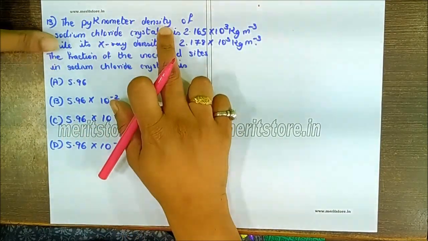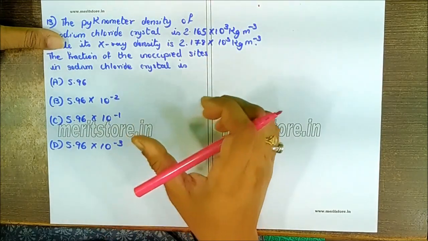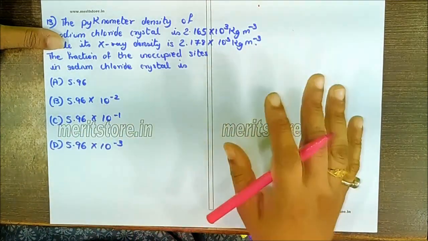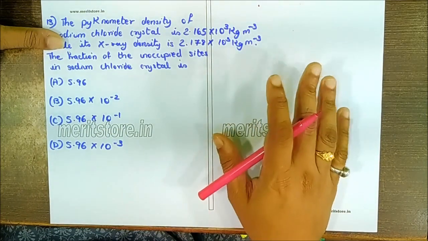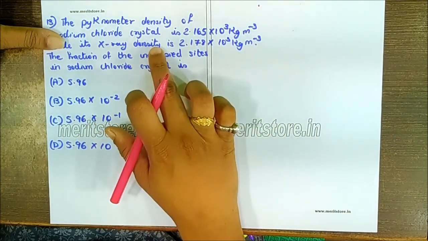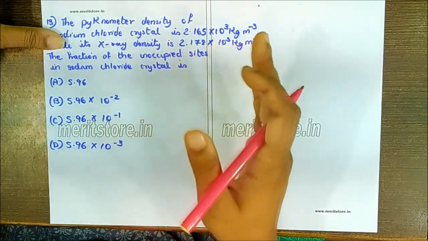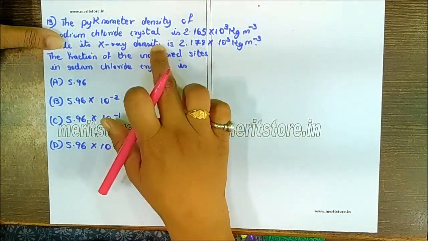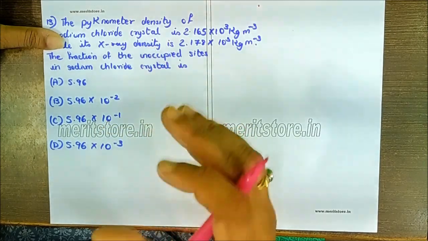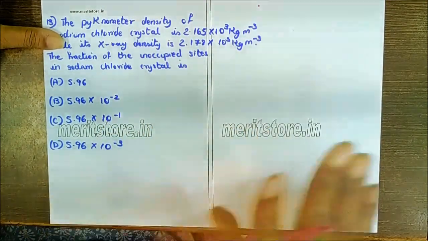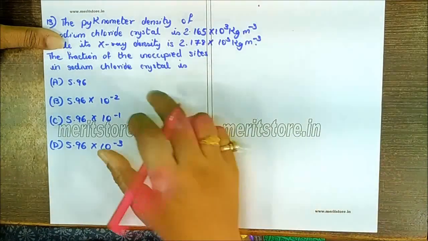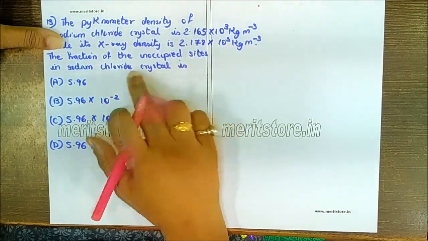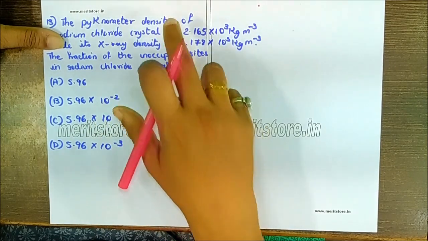When we talk about the pycnometer density, it is the density of the complete crystal, calculated without removing the void spaces. But when we actually see the X-ray, we see there are some void spaces and there is some occupied space. So X-ray density is calculated by removing the empty space. The exact occupied density is the X-ray density.